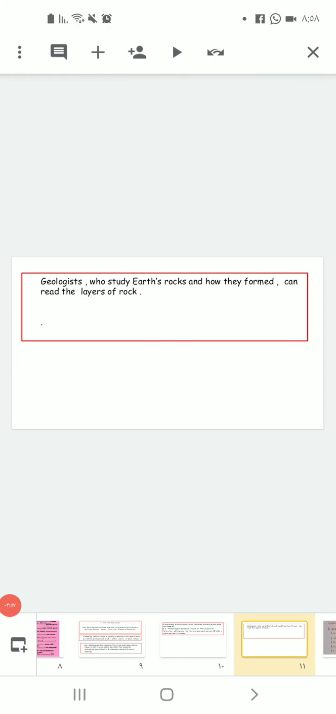Now, look at this example. Geologists, who study earth rocks and how they formed, can read the layers of rock. Here we put a comma before the relative clause, and at the end of the relative clause we put a comma. Then we complete the whole sentence.